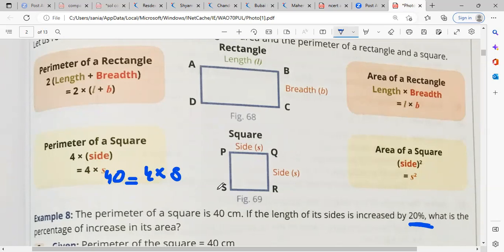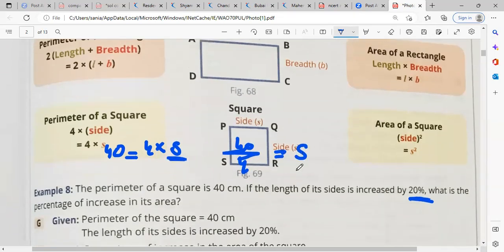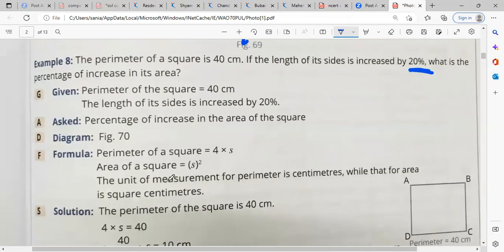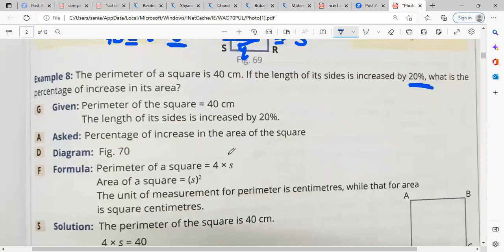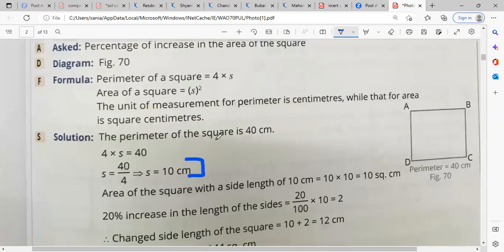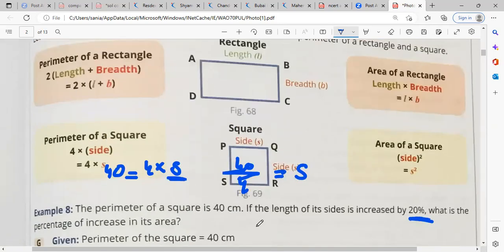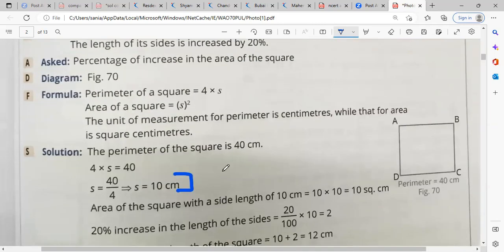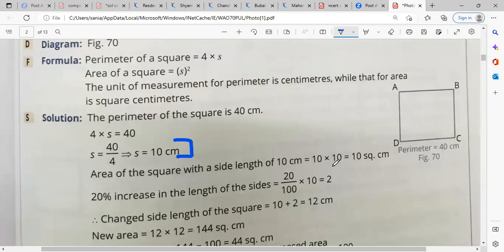A little bit complex. So, first of all, you will find the side, right? Yes, ma'am. So, what will be your side? 40 divided by 4? Yes, ma'am. So you will get 10. Over here, see, given is this. They asked you this. So the formula, this is what you will put and you are getting 10. Now they are asking you to find the area. So first of all, you will put the formula, area of square of side, which is side into side. So it is 10 multiplied by 10. Clear?